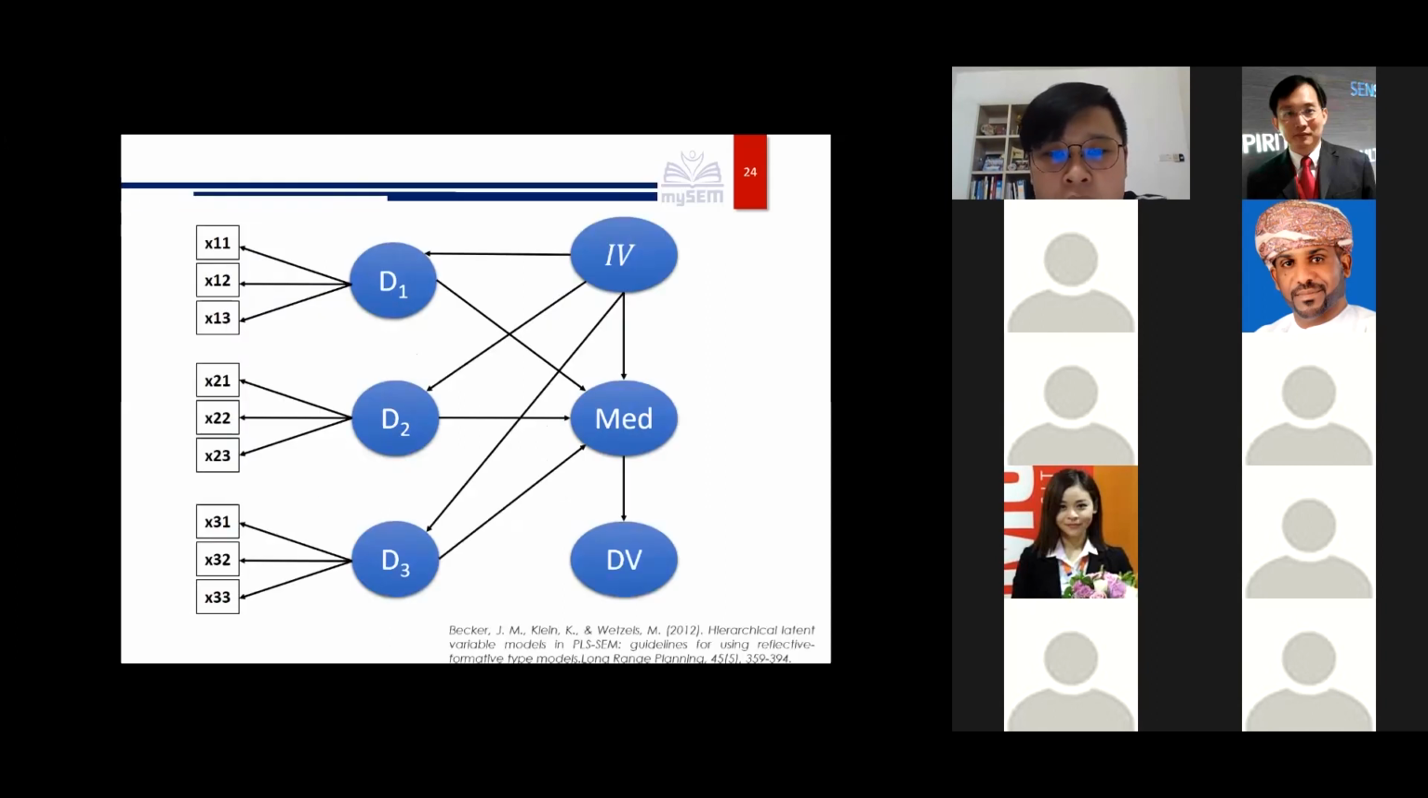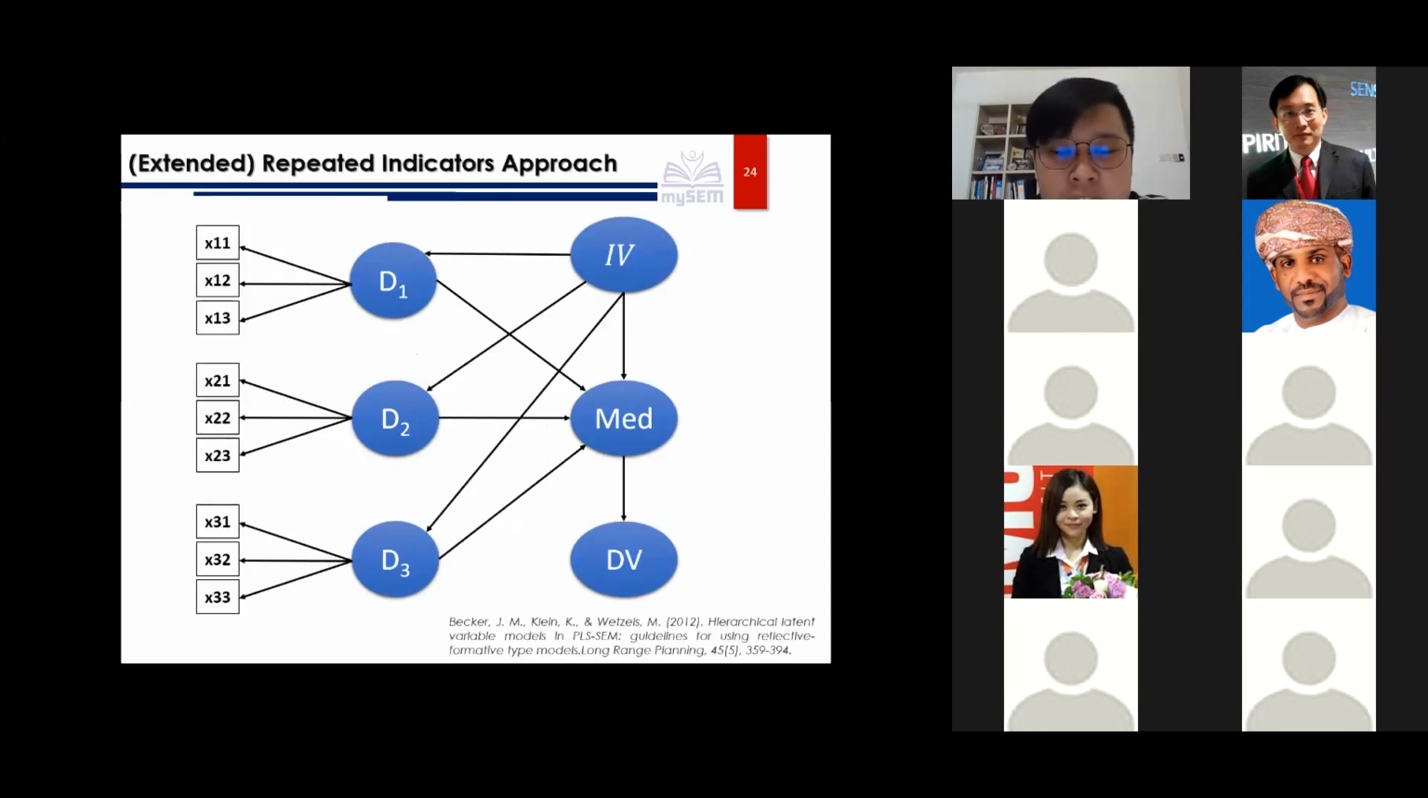The other one that I'm going to show you, which is the fourth technique, is the repeated indicator approach extended by using the total effect. This is another way of doing a second order construct where you have dimension 1, dimension 2, dimension 3 forming the mediator as your endogenous variable, which is the second order construct right here. Then you have the IV and the DV. Therefore, you do not need to do the two-stage approach. What you need to do is extend the repeated indicator approach by pointing the IV towards dimension 1, dimension 2, dimension 3. Therefore, you have your extended repeated indicator approach to perform the second order construct assessment.